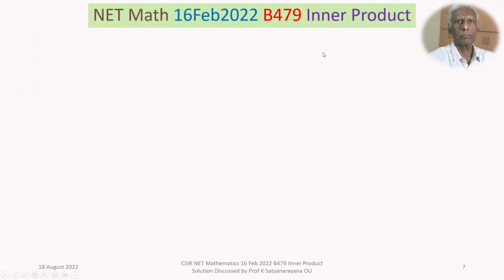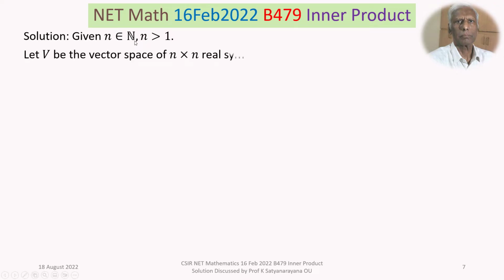And we have n is a natural number, n greater than 1. We have V, the vector space of all n by n real symmetric matrices over the real field.